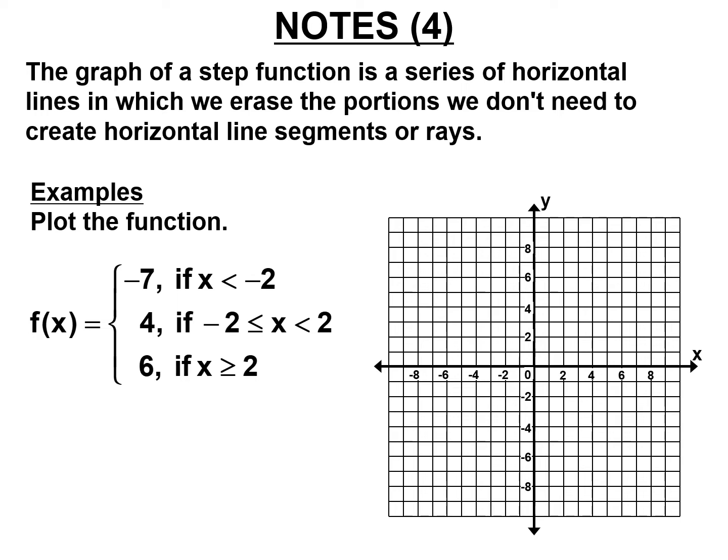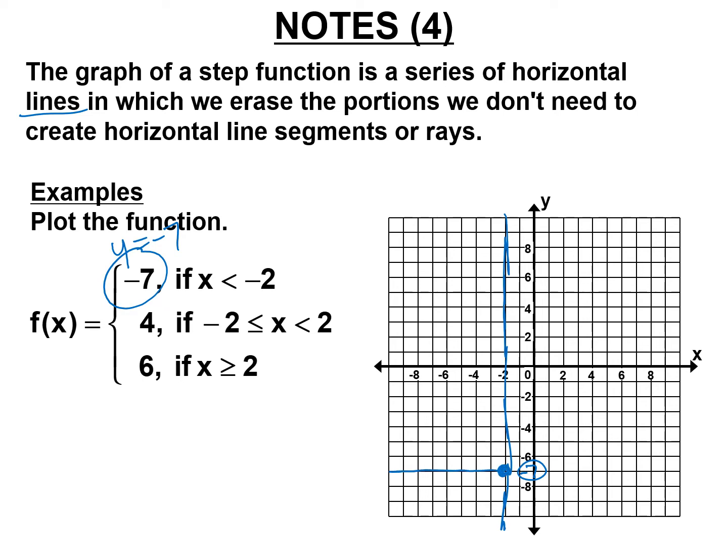So it's a series of horizontal lines, line segments, or rays, I should say. And so here's our first one. So for x is less than -2. Here's -2 for x. Every point on there is at -2. It says that f of x is always -7. So in other words, y equals -7, because f of x and y are the same thing. So that's down here. There's y equaling -7. So it's going to be horizontal.